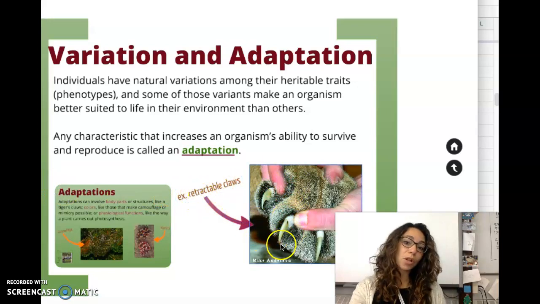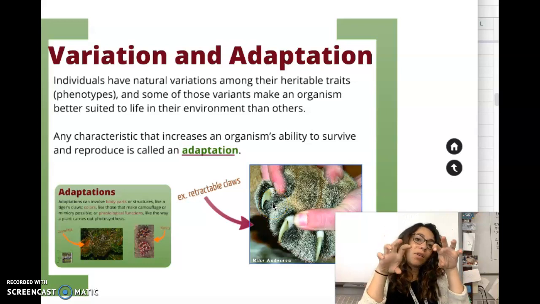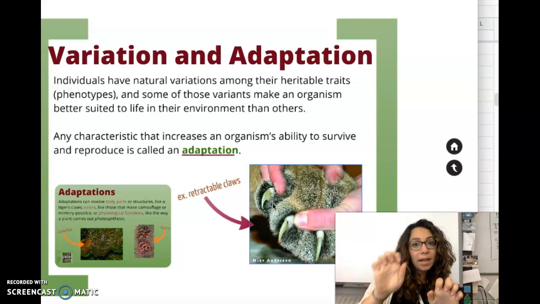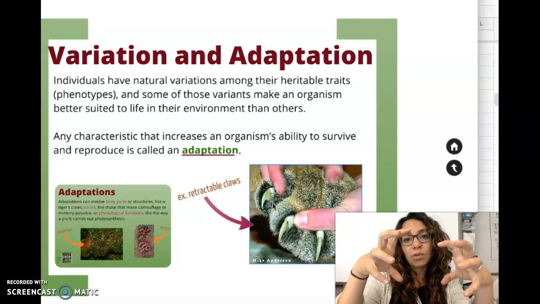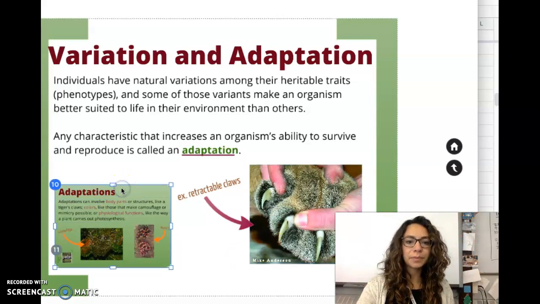So retractable claws in cats, claws that can retract, meaning they can go back into their skin, so that makes them really quiet and super sneaky. And then when they're ready to pounce on their prey, they can extend those claws to catch their prey. So that's an adaptation that cats have.